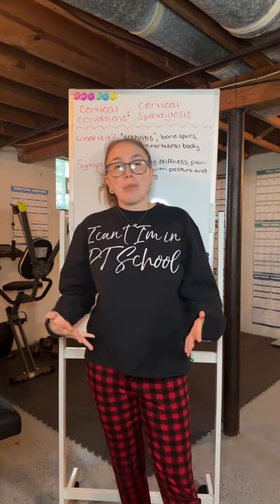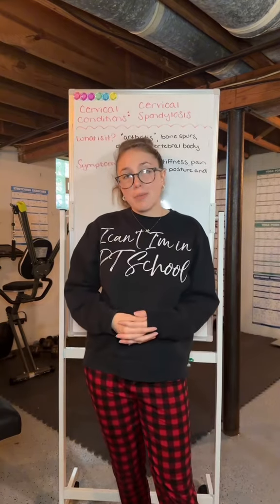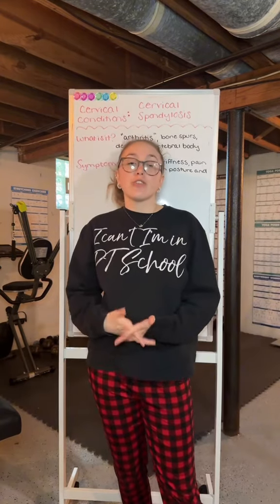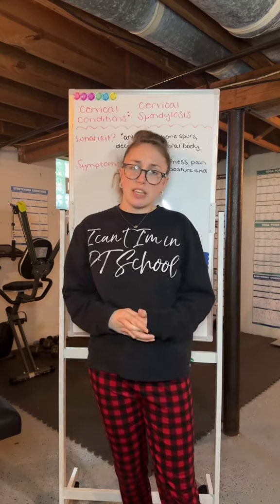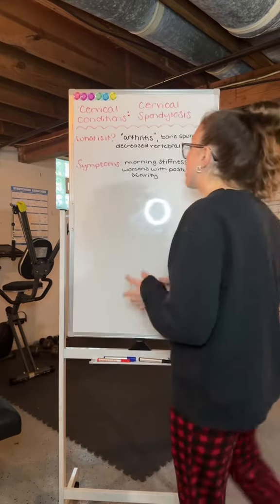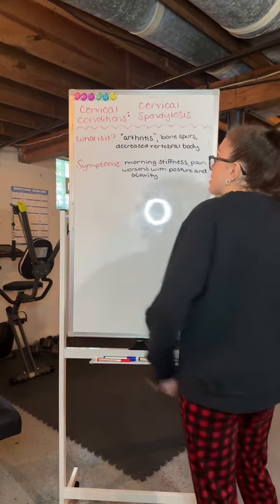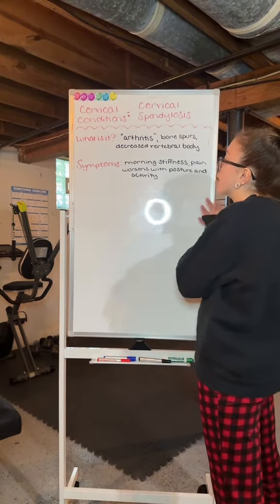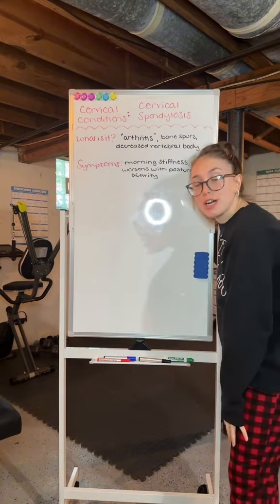So when our patient comes into the clinic, they're going to describe their condition a couple different ways. The first thing they're going to say is, hey, I have morning stiffness. When I wake up, my neck feels really stiff. We can also see a gradual onset of radicular pain. And lastly, they're also going to say that their pain is worse with upright posture and activity.